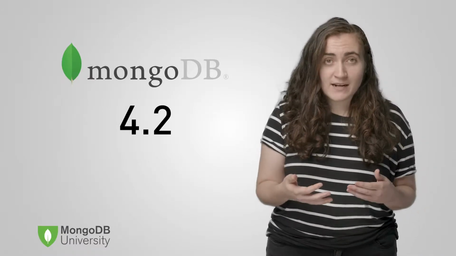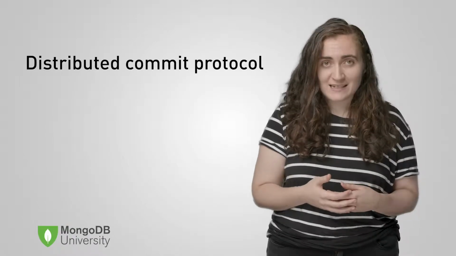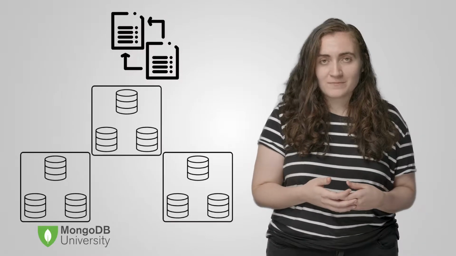In MongoDB 4.2, MongoDB now coordinates a commit across multiple shards, or partitions of data. To deliver this functionality, we introduced both a distributed commit protocol and a new document state, the prepare state. Now, a distributed transaction can contain any number of operations across any number of collections across any number of documents. The data you touch in a transaction could live on any shard.